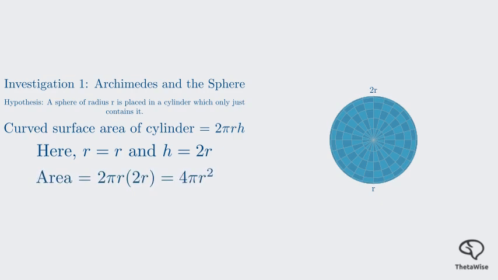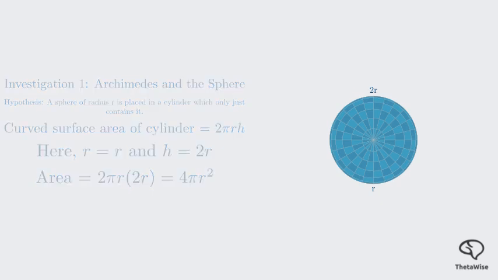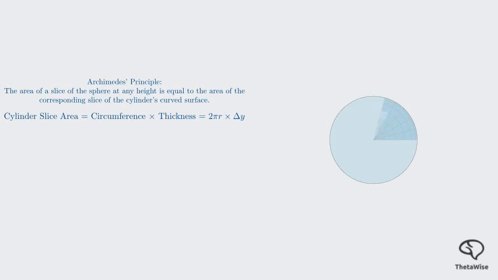Now here's the magic part of Archimedes' argument. He showed that if you take any thin horizontal slice, at any height y, its contribution to the sphere's surface area is exactly the same as its contribution to the cylinder's curved surface area. For a slice of thickness delta y on the cylinder, the area is simply the circumference 2πr times the thickness delta y.